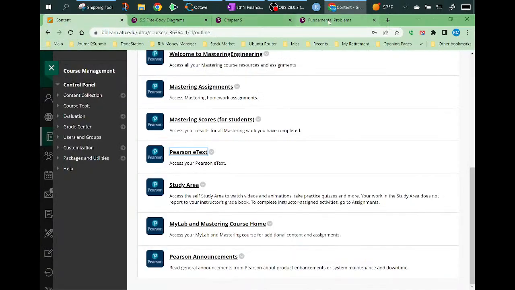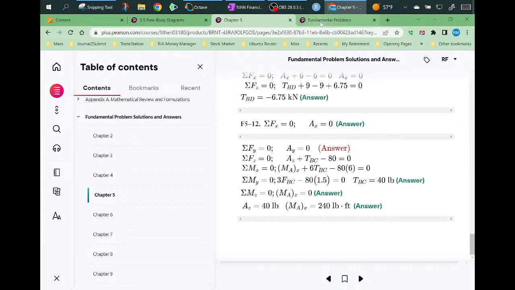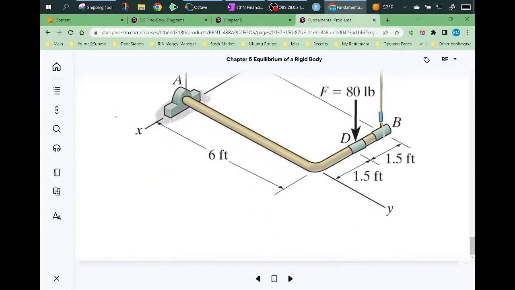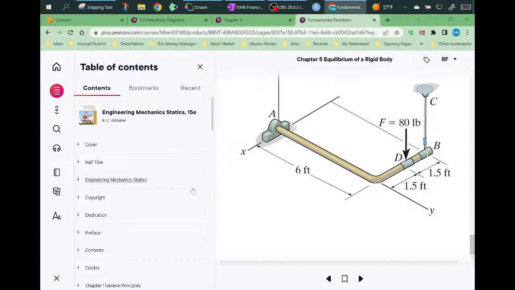All right. So let's see where. Okay. So let's go in here. Let's go ahead and pick up a problem that is a legitimate problem.